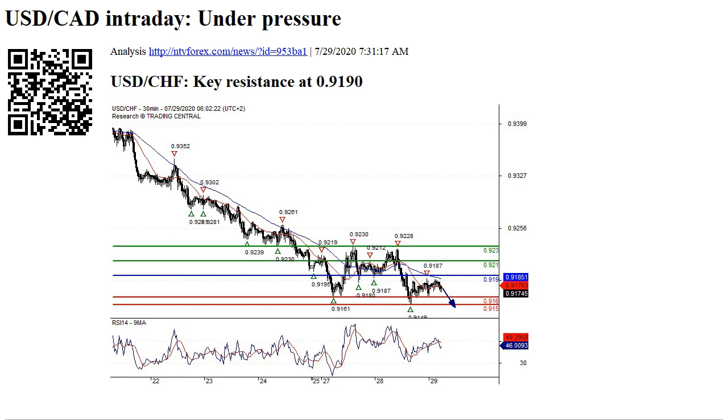Alternative scenario above 1.3385. Look for further upside with 1.3405 & 1.3430 as targets. Comment: the upward potential is likely to be limited by the resistance at 1.3385.